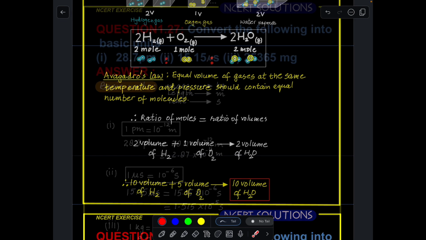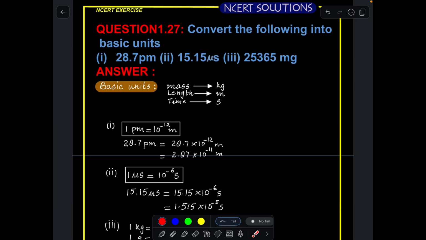Now next question. It is given, convert the following into basic units. Basic unit means mass is to be given in kilogram, length in meter, and time in second. So in the very first part, they have given you 28.7 picometer of length. And we know that 1 picometer is equal to 10 raised to the power minus 12 meter. Therefore, your 28.7 picometer will be equal to 2.87 into 10 raised to the power minus 11 meters.